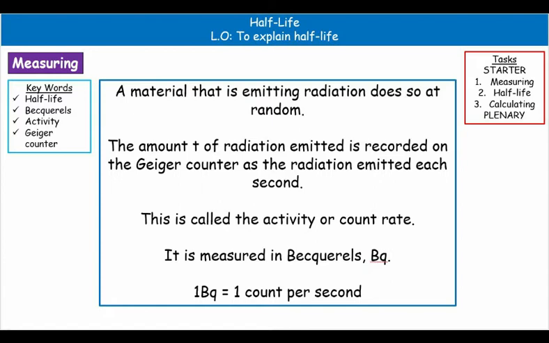Now, what we actually find then is that in order to measure the amount of radiation emitted, we use our Geiger counter, and we're going to record that as the radiation emitted each second. And what we refer to is something called the activity or the count rate. So wherever we're talking about the activity of a substance, we're actually talking about the amount of radiation emitted each second. And it's got a different unit, which is becquerels, which is given the symbol of a capital B lowercase q. So when we have 1 becquerel, what we have is 1 count per second.